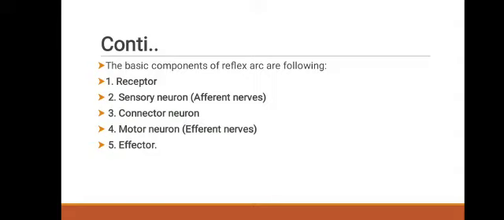Fourth one, motor neuron or efferent nerve. It carries impulses generated by sensory or motor neuron. And last one, effector. It is the organ of body which responds to motor impulses. This response of effector organ is called as reflex. These reflexes are fast responses to the internal and external environment. They are not associated with the contraction of skeletal muscle.